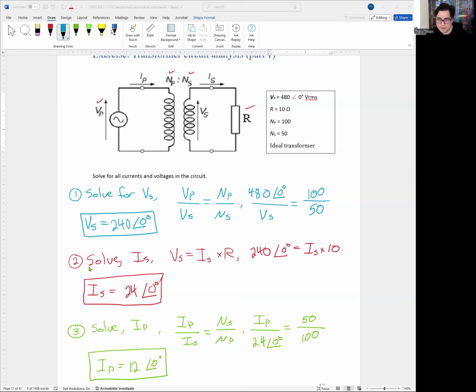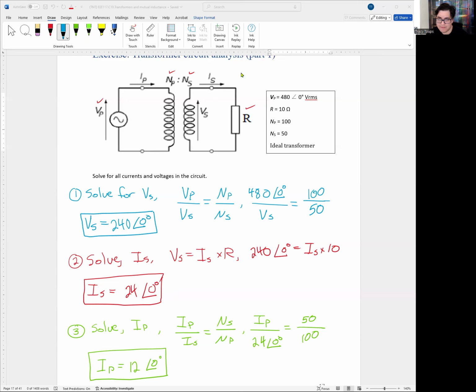Number 2, so with VS, we could solve for IS. So VS equals IS times R. We have 1 loop with the current, so it's just basic Ohm's law. So voltage 240 is equal to IS times 10 ohms. So IS must equal 24 angle 0 degrees amps.